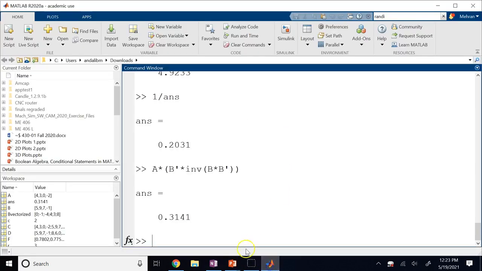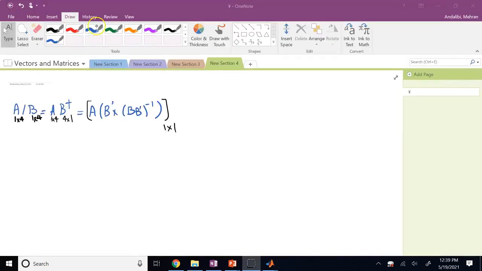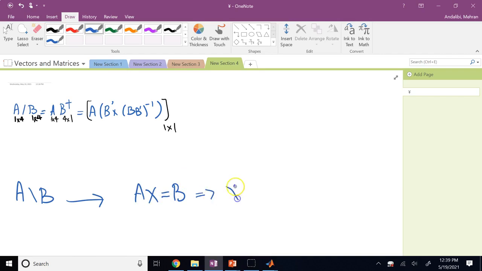And here I am showing you the result. So you see here, that's the right pseudo inverse of B, that is A, and when I multiply, that's the same as A slash B. Now this A backslash B, what it does, it gives you the solution to the system of linear equations Ax equal B, and the solution here is going to be x equal A backslash B. Okay, the left division. This is called the right division, this is called the left division, or forward and backward slash.